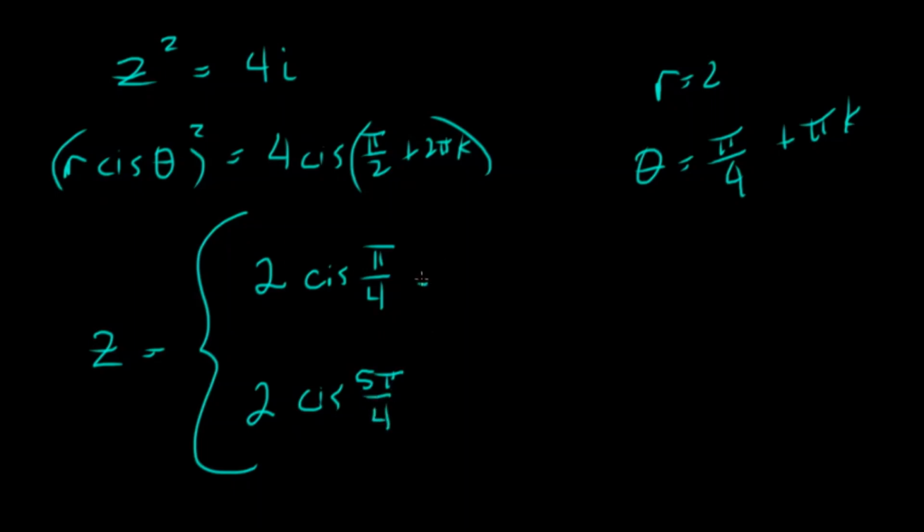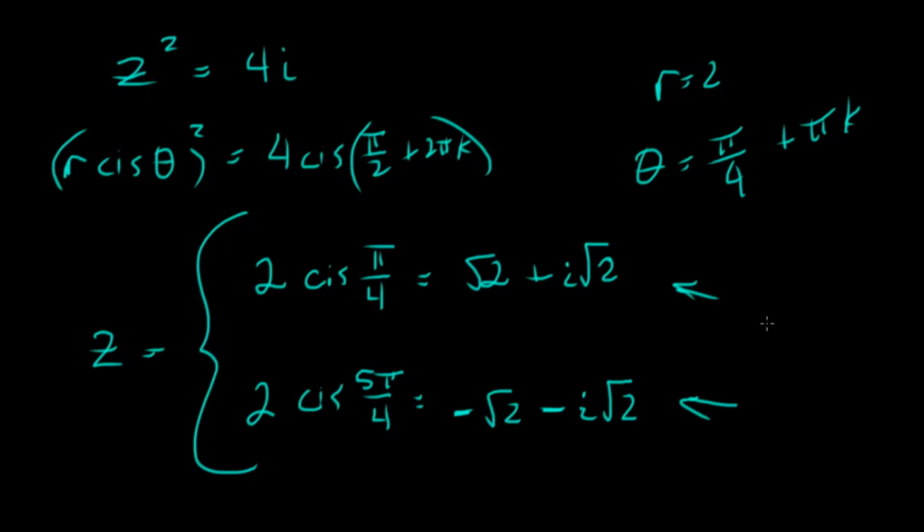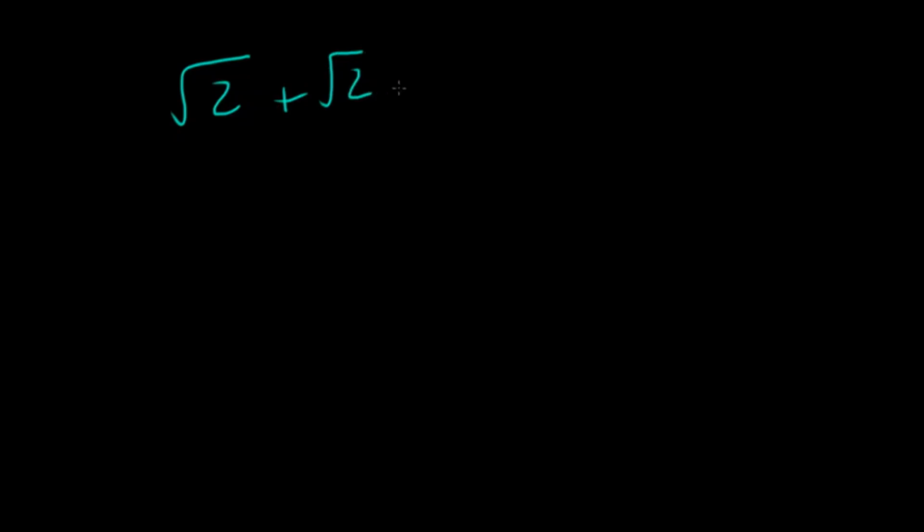What are these two things exactly? Well, let's equate them to their rectangular form. We're going to have a magnitude of 2, cosine i sine of pi over 4. That's going to be root 2 over 2, comma, root 2 over 2. So we're going to have root 2 plus i root 2. And down here, 5 pi over 4, that's going to be negative root 2 minus i root 2. These two things, when squared, give us 4i. These are the square roots of 4i. All right, let's just confirm it. Root 2 plus root 2i, when squared, let's just stay in rectangular here. We need to distribute.